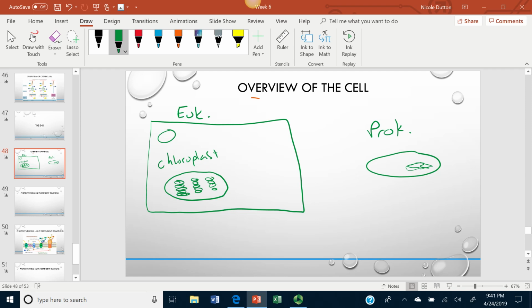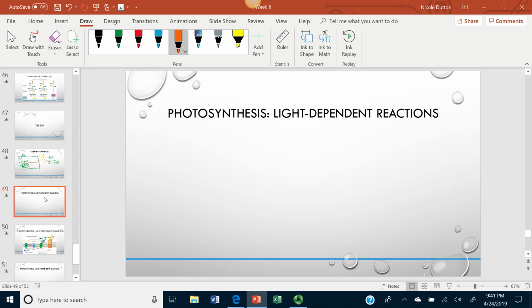With both of these, we're going to initiate the process of photosynthesis with sunlight. So if we have the sun, and then we have little rays of light coming down, the sun is happy. Sunlight is going to hit the surface of these thylakoid discs, or sunlight is going to hit the surface of the cell wall of a prokaryotic cell. The light-dependent reactions.